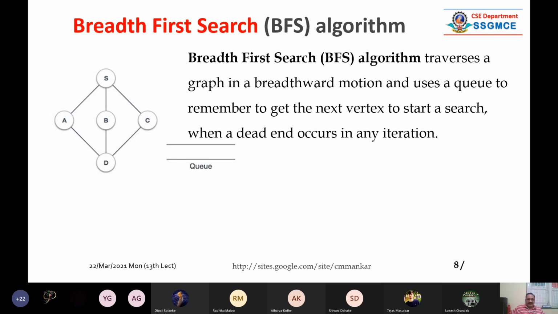Now let us see the concept of the breadth-first algorithm. Breadth मतलब आपको मतलब सीधा नीचे जाते हैं, like that. The same concept is there.